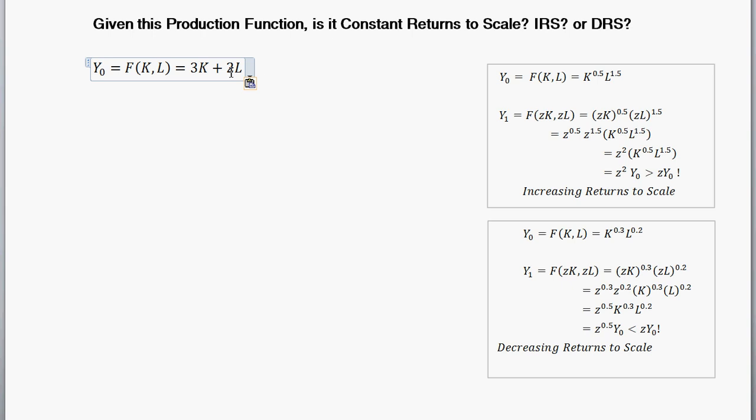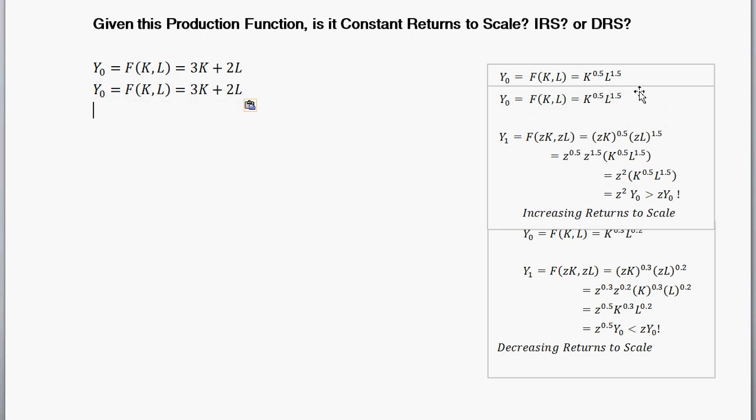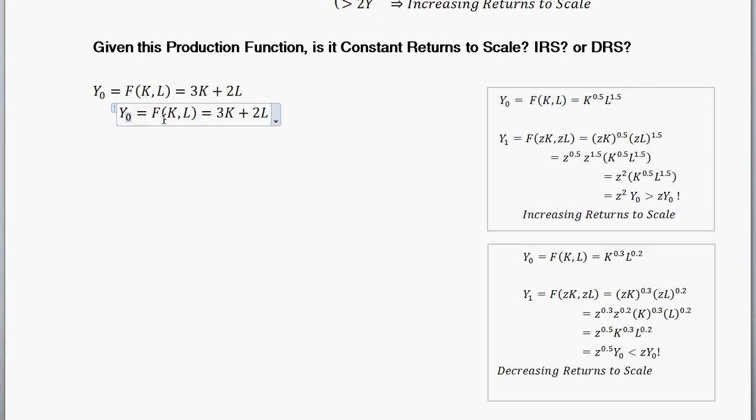So let's do another example that's a different type of production function that we haven't seen before. If the initial production function is 3K plus 2L, let's do the scaling factor we always do. So the new level of output is equal to z times the initial inputs. We have to increase the inputs in here by z. So we have 2 times z times L.